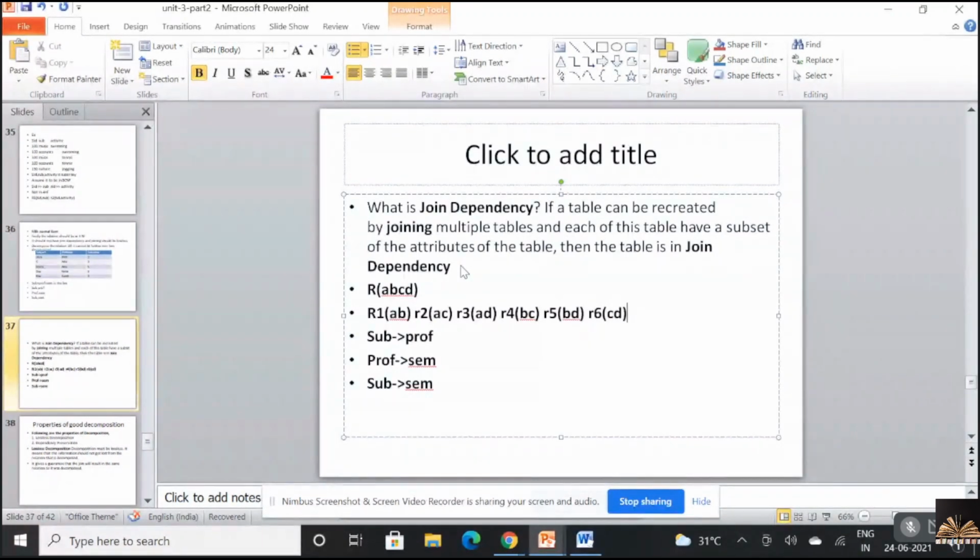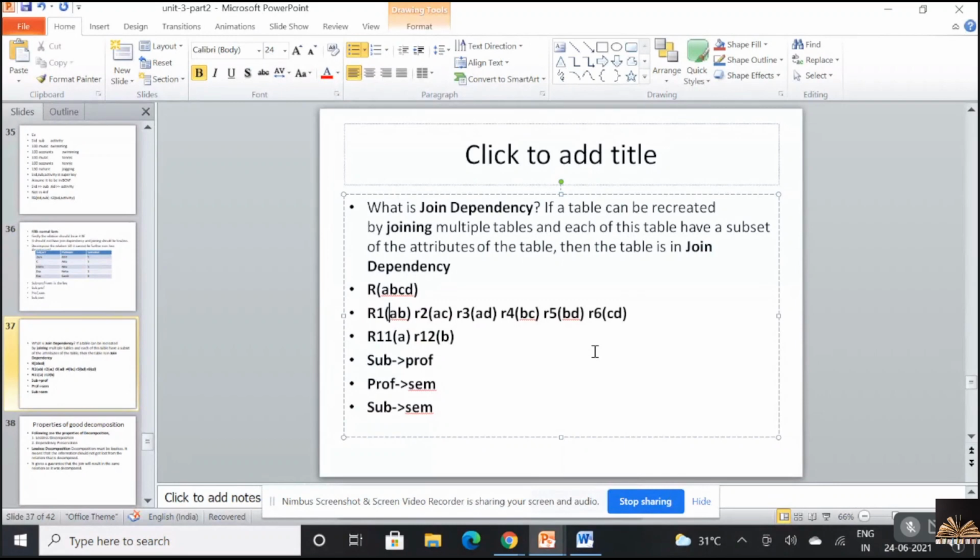See, I cannot further decompose this into pieces. I cannot break R1 into R11 as A and R12 as B, because I won't be able to join them. There is no common attribute between R11 and R12, because each has only a single column, and A and B are different. So I do not have any way of joining this table back. Here, I can join R1 and R2 using the common attribute A, AB, AC.